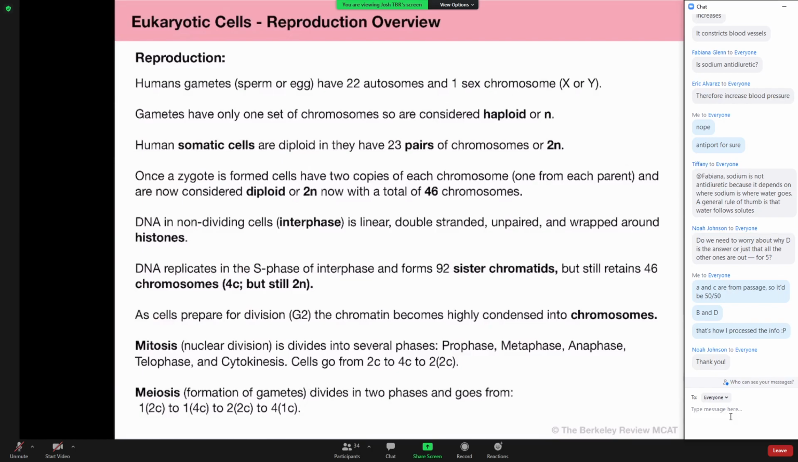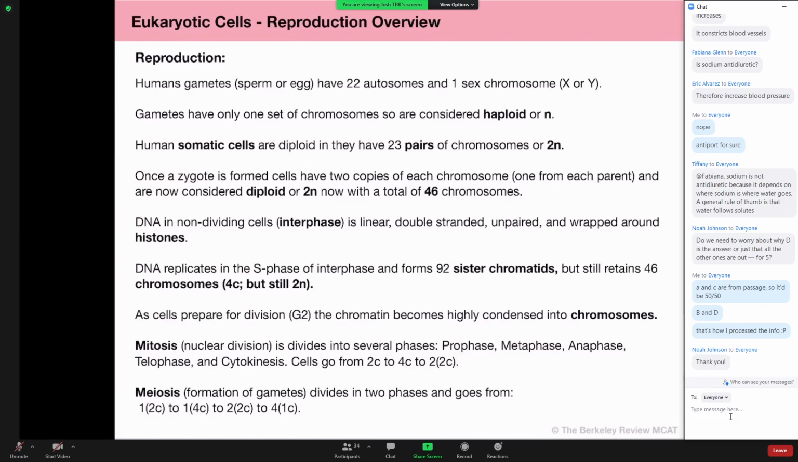And DNA in non-dividing cells, right? So in the interphase section of the cell cycle, DNA is more or less linear. It's double-stranded. It's unpaired and it's wrapped around these things called histones, which we'll talk about. All right. And then in the replication phase, the S phase, right, of interphase, your DNA is going to double, right? So you'll have a total of 92 sister chromatids, right? Which is going to still equal just 46 chromosomes, right? You'll have a copy of them, but you still only have 2N, right? You have 1 set from mom, 1 set from dad. Okay.